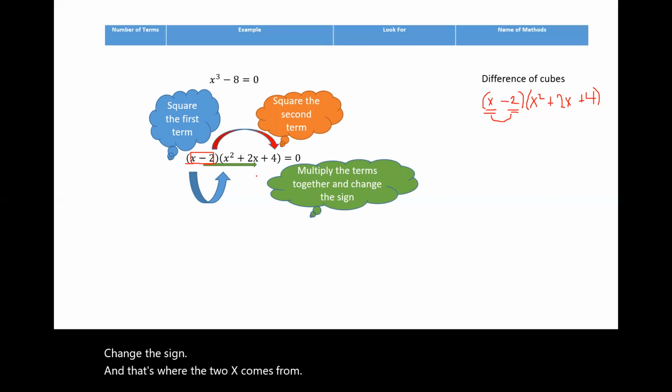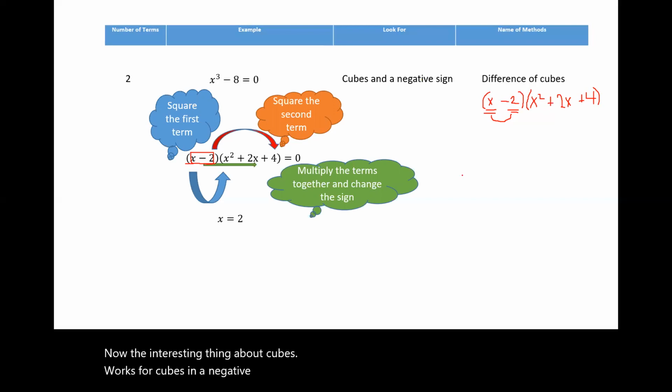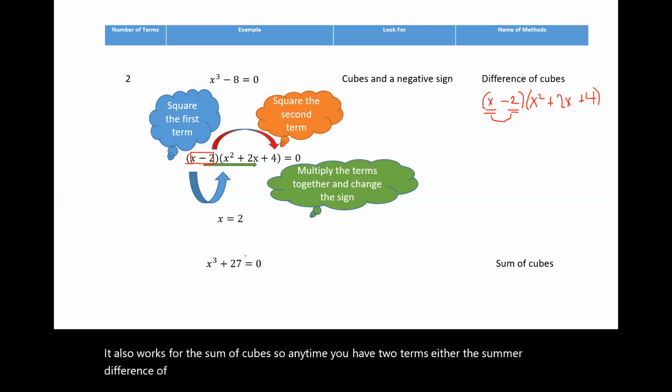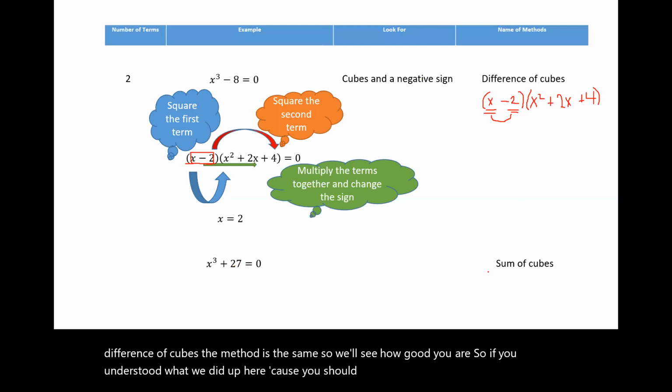Now the interesting thing about cubes, it works for cubes with a negative sign and 2 terms. It also works for the sum of cubes. So anytime you have 2 terms, either the sum or difference of cubes, the method is the same. So we'll see how good you are. See if you understood what we did up here, because you should be able to factor this yourself now.